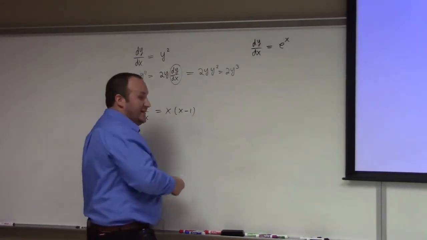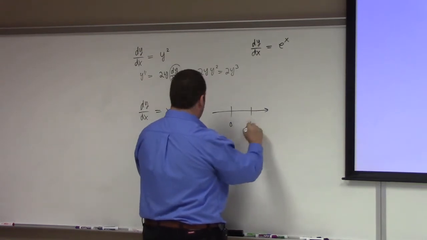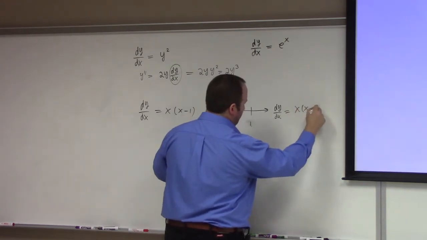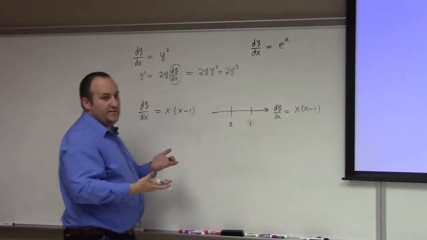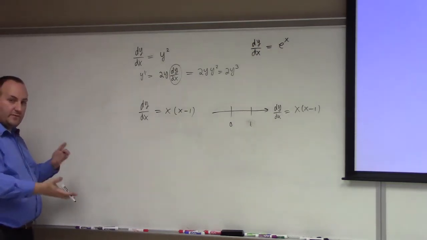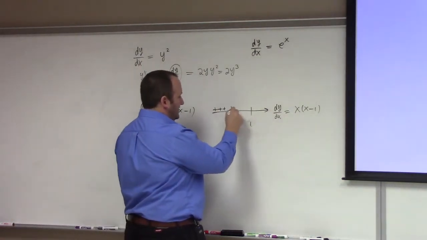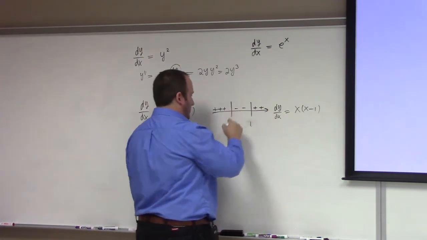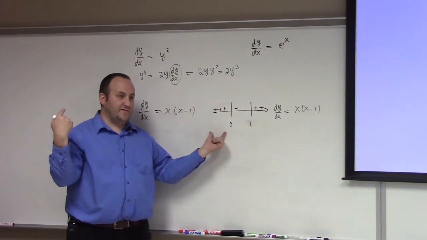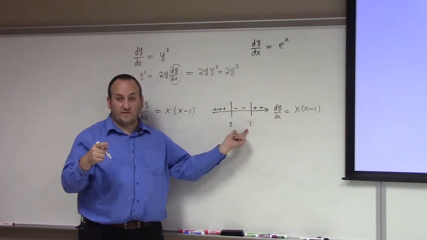Do you guys know how to analyze that? How about make a sign chart, right? Here's 0. Here's 1. I'm thinking of dy/dx equal to x times (x minus 1). Of course, this is a parabola. If we map out its values, it's a parabola with x-intercepts of 0 and 1, which means it looks like this. It's positive, negative, positive again. So solutions to this differential equation will be increasing to the left of 0, increasing to the right of 1, and between 0 and 1, they'll be decreasing.